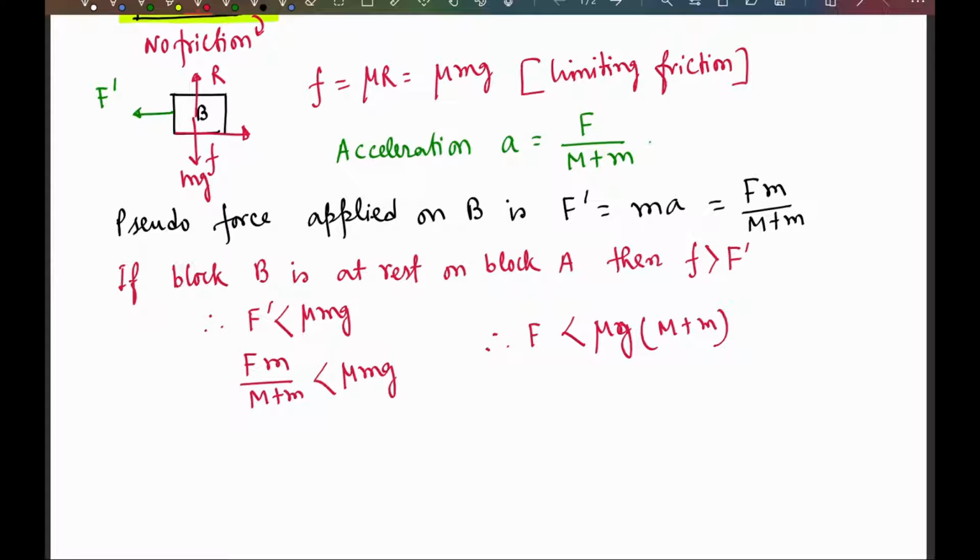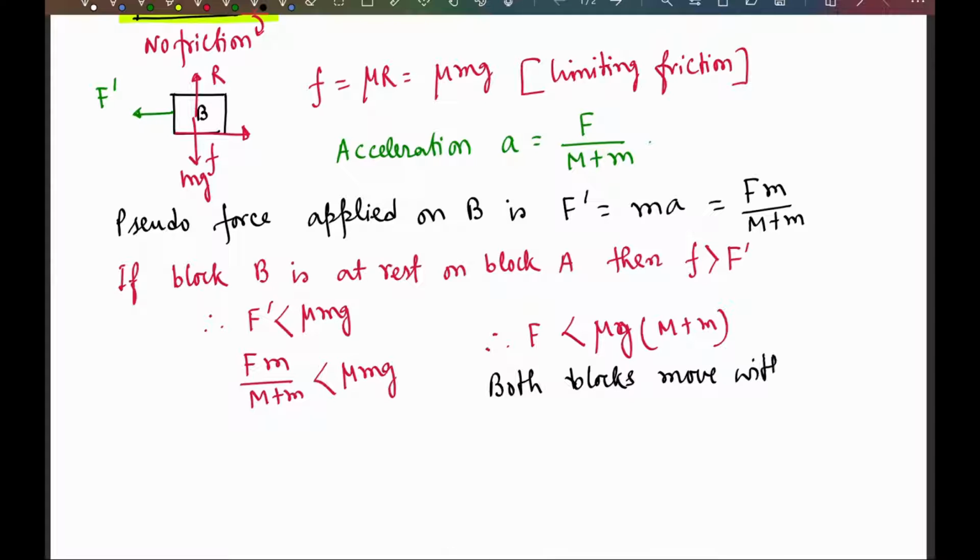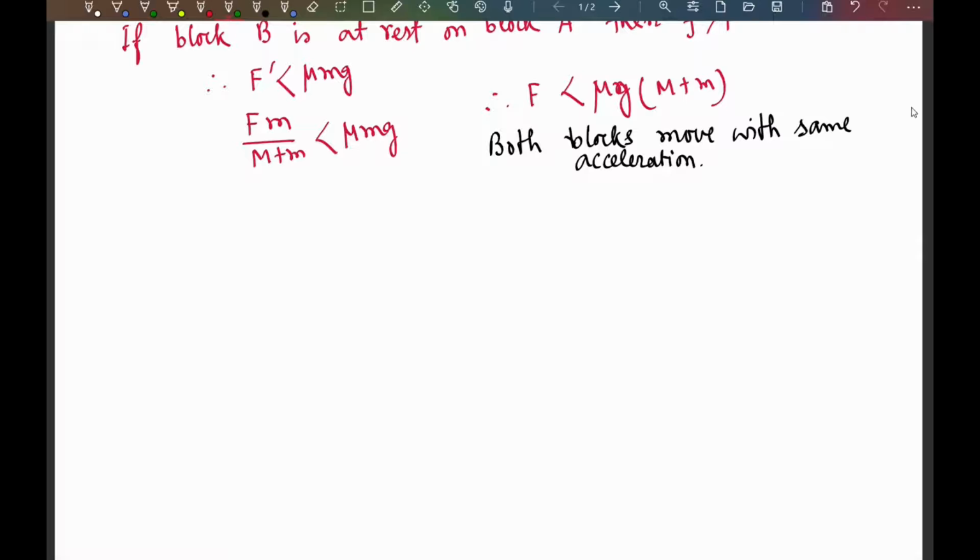If the external force applied here, F, is less than mu g into M plus m, then both the blocks will move with the same acceleration. If the applied force F is greater than mu g in bracket M plus m, then both blocks are moving with different accelerations.